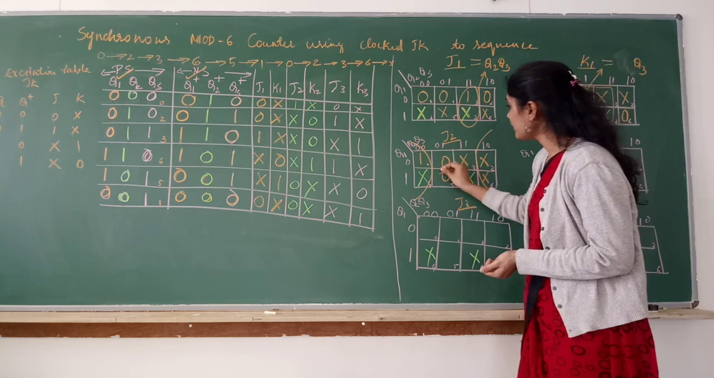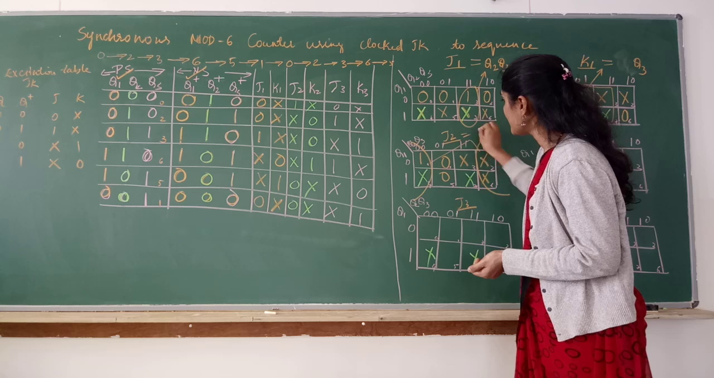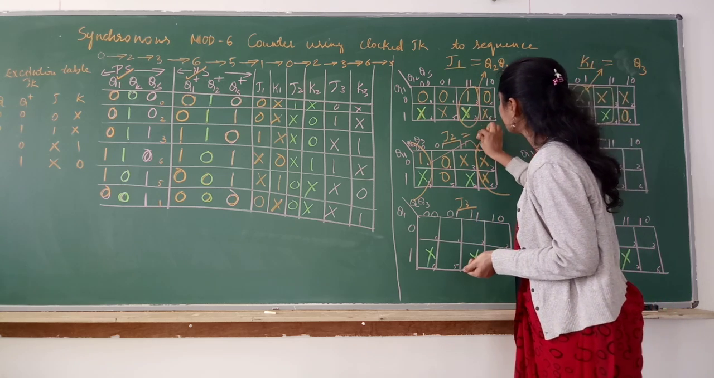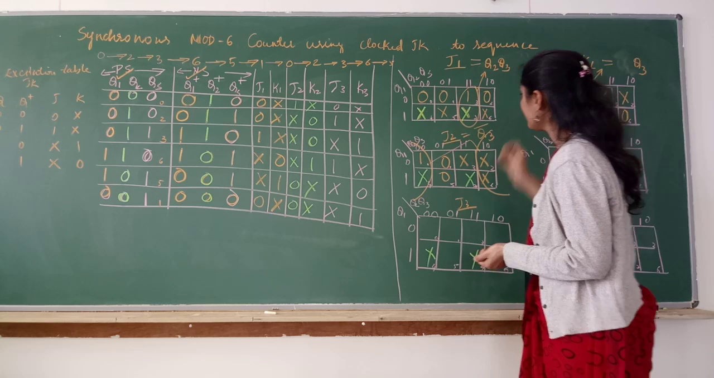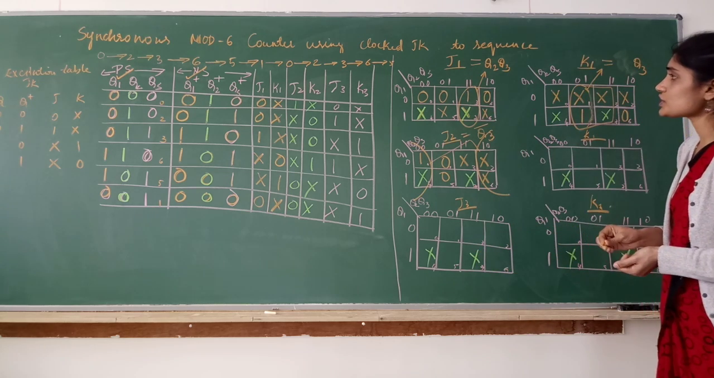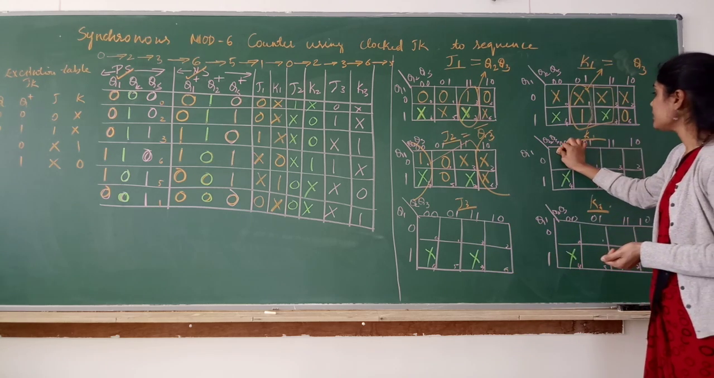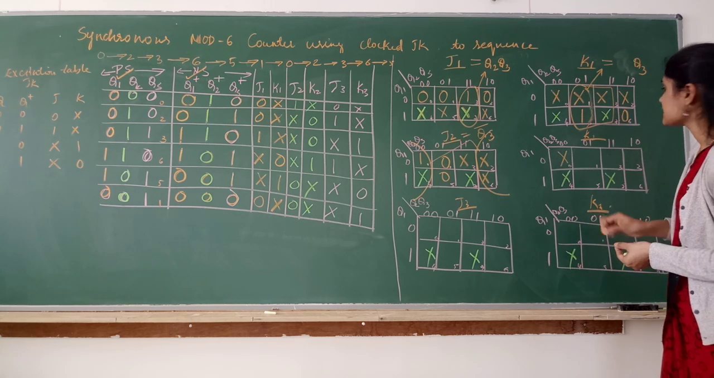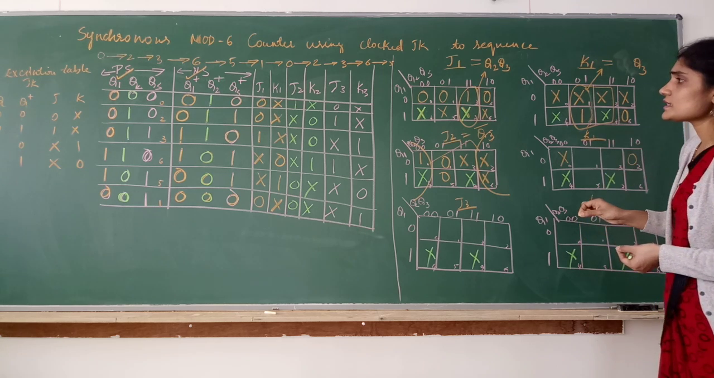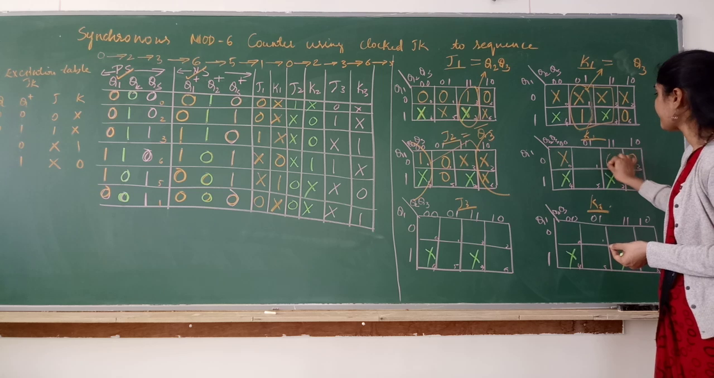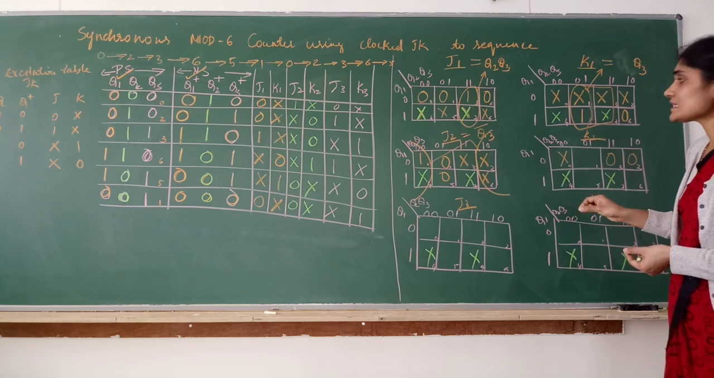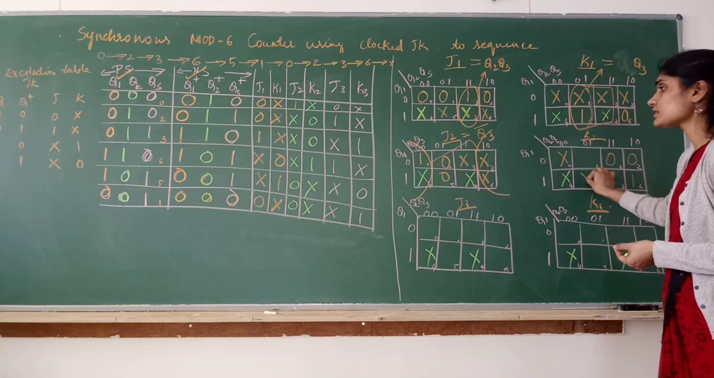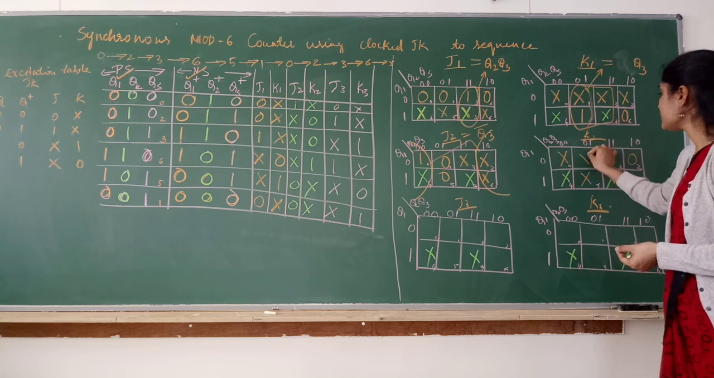So here, same way, if we group this, we get the equation for J2 as what? Q3 bar. Okay, we get it as Q3 bar. That is for J2. K2: cell number 0 it is x. Cell number 2 it is 0. Cell number 3 it is 0. Cell number 6 it is 1. Cell number 5 it is x. Cell number 1 also x.